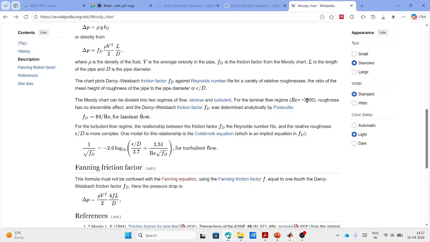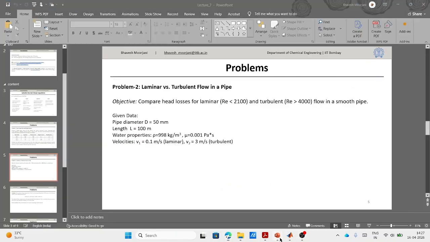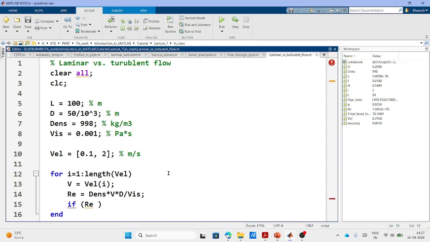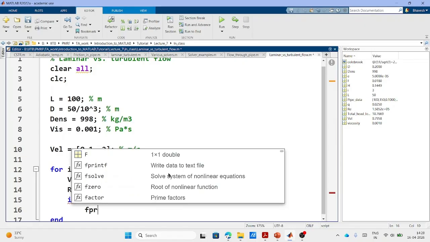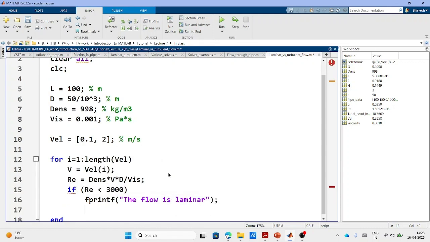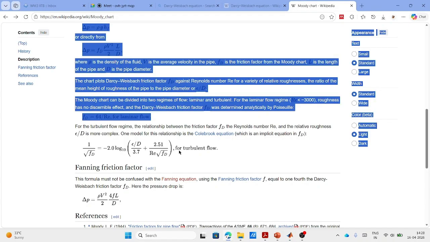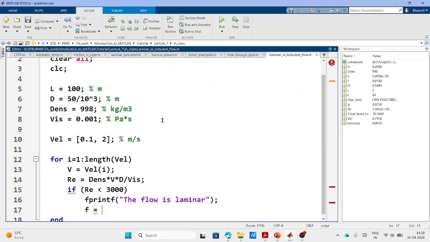So what will I do? I will consider if the Reynolds number is less than 3000, then we will consider the laminar flow and use this equation, right? So we will put the condition if Reynolds number is less than 3000. I will write the flow is laminar. Then my F becomes, what's the value? 64 by Reynolds number, right? This is the value. So it becomes 64 by RE.